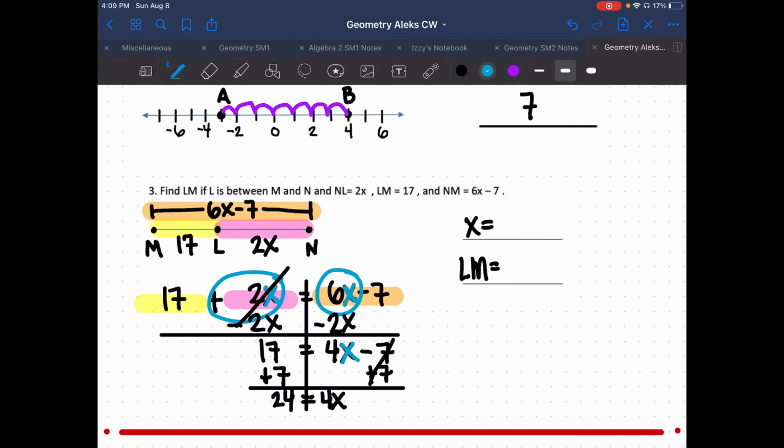Once again, I'm focusing on the side where the variable x is. There's multiplication hiding in between, and my last step is, of course, to undo that multiplication or division with its inverse. So I'm simply going to divide by 4 on both sides, and I get 6. So x equals 6. Now I'm going to go back and I'm going to find LM and I'm going to plug it in. Well, LM, I already knew the answer. I didn't have to plug it in.